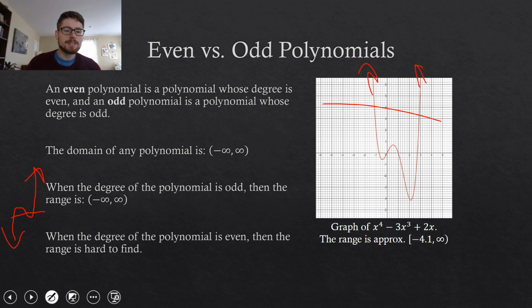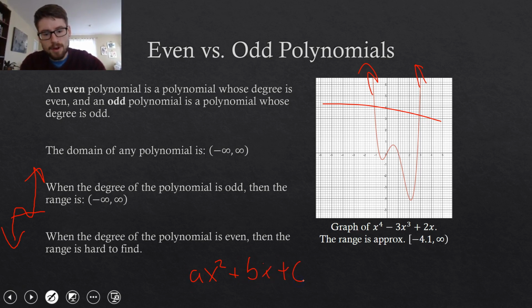When the degree of the polynomial is even, then the range is a lot harder to find. We found when we were looking at quadratics, which are even degree polynomials, ax squared plus bx plus c, that's a polynomial with degree 2, that finding the range of that was actually non-trivial. You had to go about finding the vertex either by completing the square or some other means, and then once you had the vertex in hand, you were able to find the range of it. But unless you had the vertex, you couldn't find the range of a quadratic.